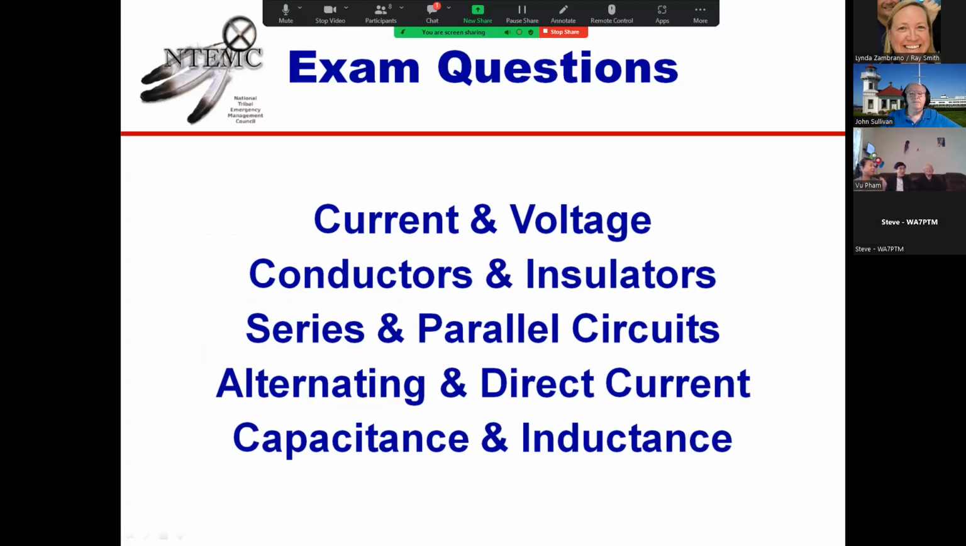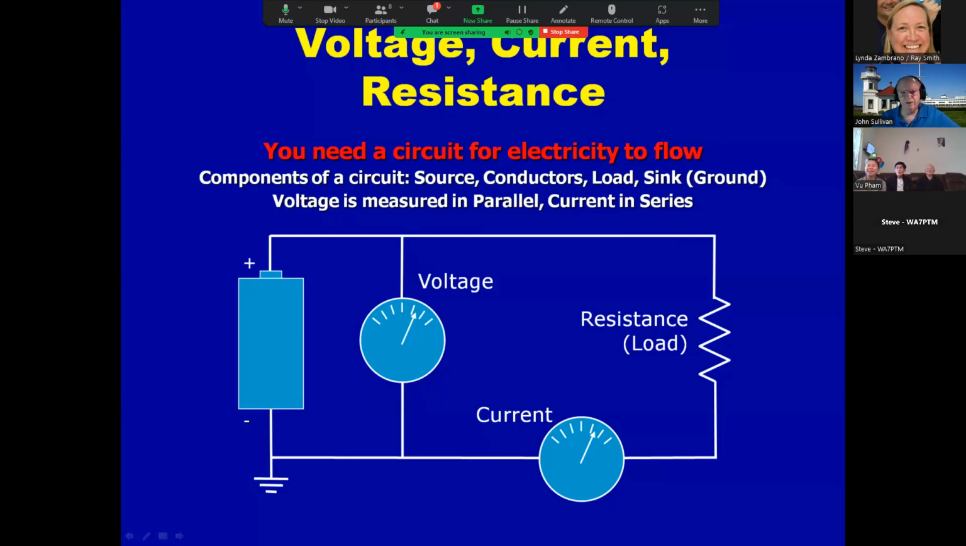Okay, so the next bunch of subtopics we want to talk about is the list here, several different things, and we're going to start off with talking about voltage, current, and resistance. In order for electricity to flow, you have to have a completed circuit. You have to have a path through which the electrons can flow, a complete path of some sort.